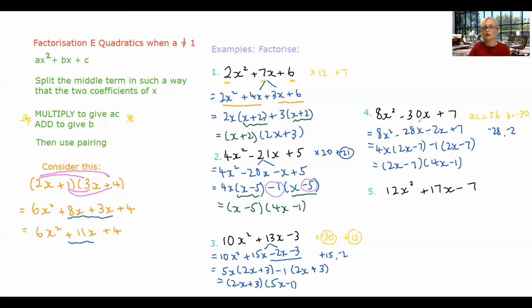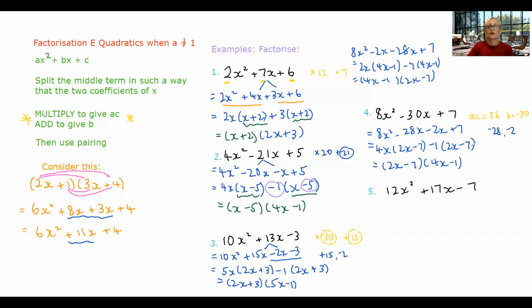Just to show you that it doesn't matter which order you do it in, let me do it in a different order up here. So if I change that to 8x squared minus 2x minus 28x plus 7, first two terms I'm going to take out a 2x. Second two terms I'm going to take out a minus 7. And then, of course, your 4x minus 1 comes out the front, and your 2x minus 7. So if you do your middle term in a different order of splitting up, you'll probably end up writing your brackets in a different order, but it really doesn't matter which order your brackets are written in, as long as you have the same two brackets, that's fine.